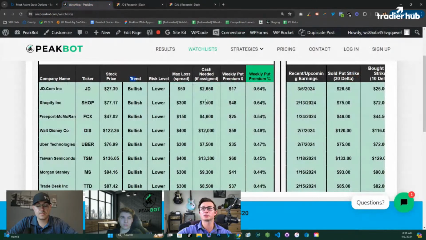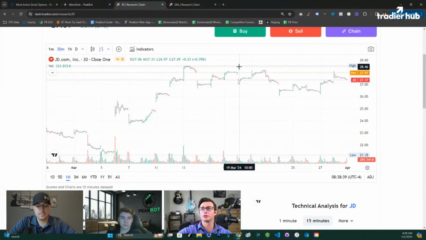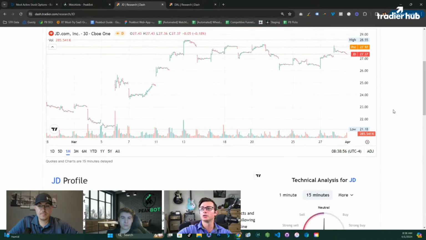So if we go back to the watch list and look at JD, it looks like this week we're estimating to sell the 26.50 strike. That would put the strike price right about here on the chart, right above this line of support. So that's just something to consider. It does look like we're in a pretty flat trend over the past 3 weeks or so.